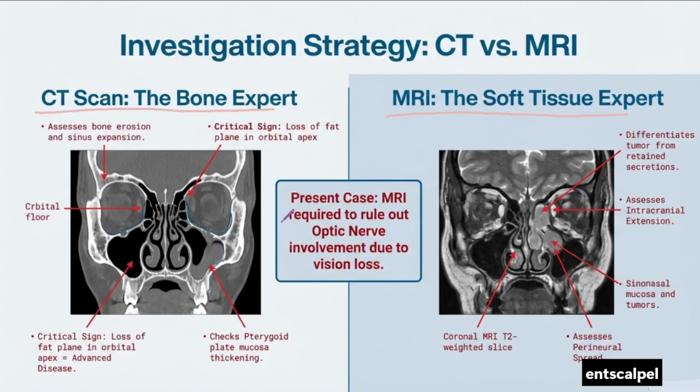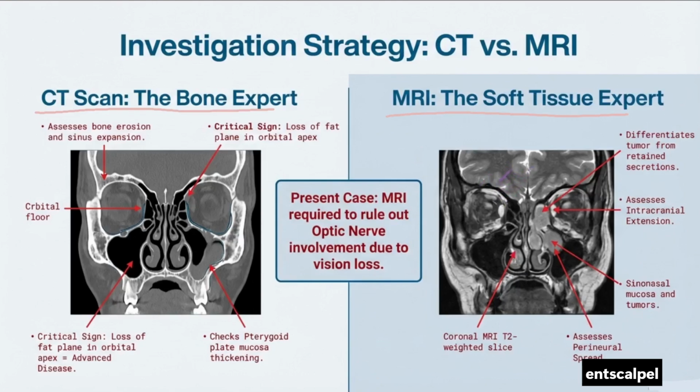So if CT is for bone and fat, why do we need the MRI? Because of what I call the secretions problem. The secretions problem. Yeah, imagine a blocked nose. What happens behind the blockage? Mucus builds up, retains secretions. Right. On a CT scan, a tumor looks gray. A pile of snot also looks gray. You can't tell where the cancer ends and the fluid begins. That seems like a pretty big blind spot. It is. You might think a tumor is massive, but actually half of it is just trapped fluid.